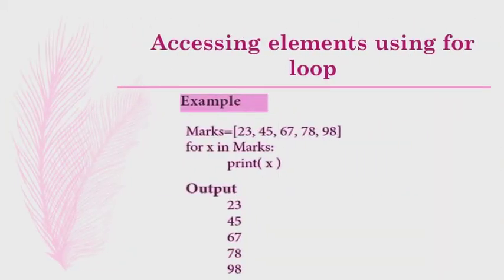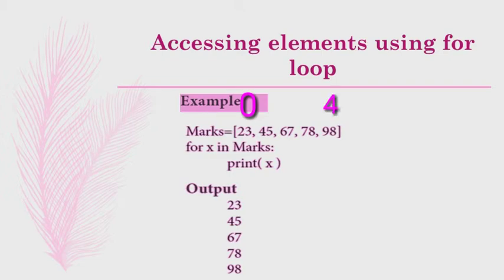See this example. Here 5 elements are given. Marks is equal to 23, 45, 67, 78, 98. And next, for x in marks. Here the list name is marks, and take the first index position, that is 0, for x. Here the last index value is what?